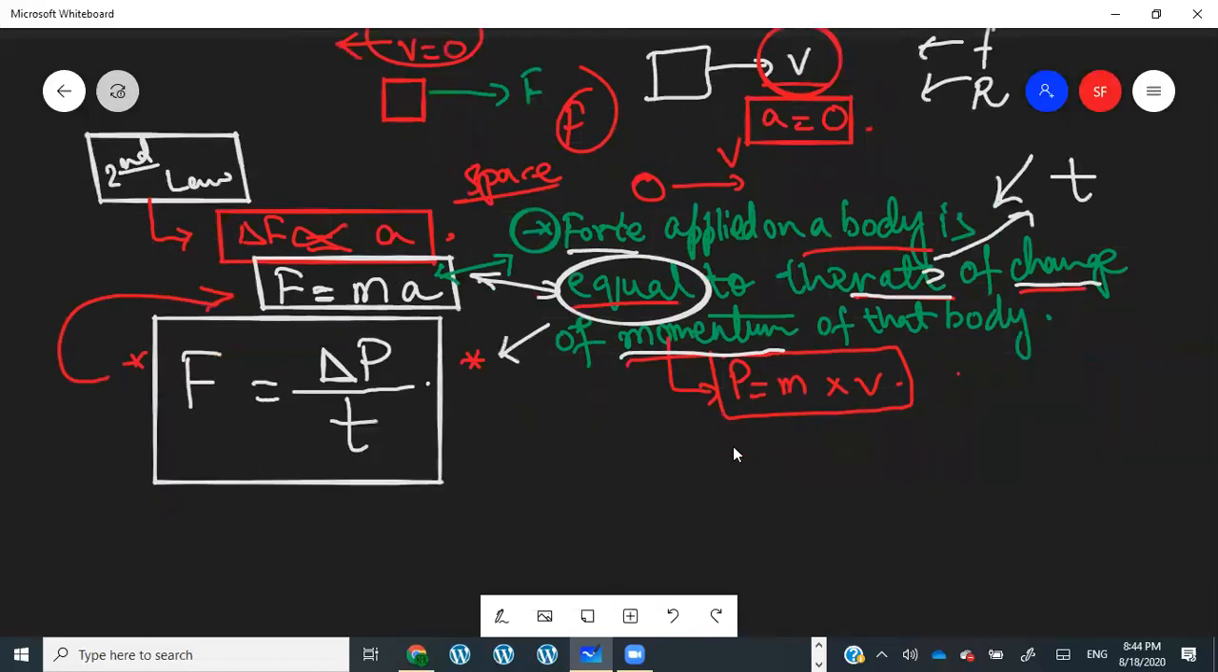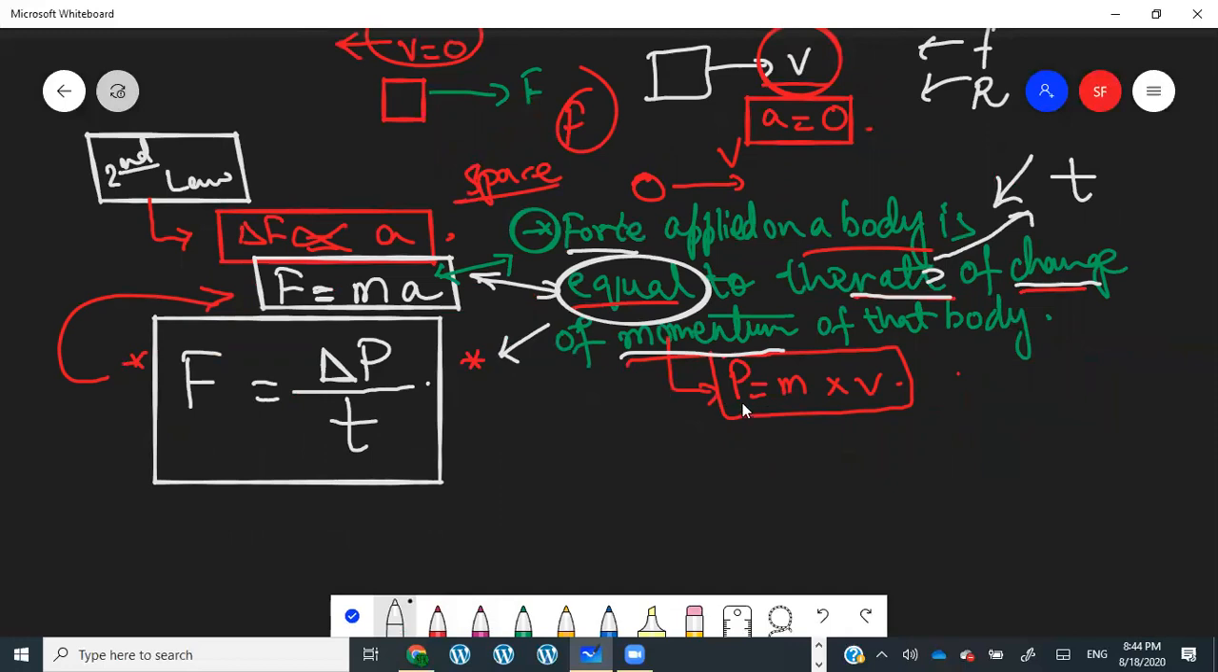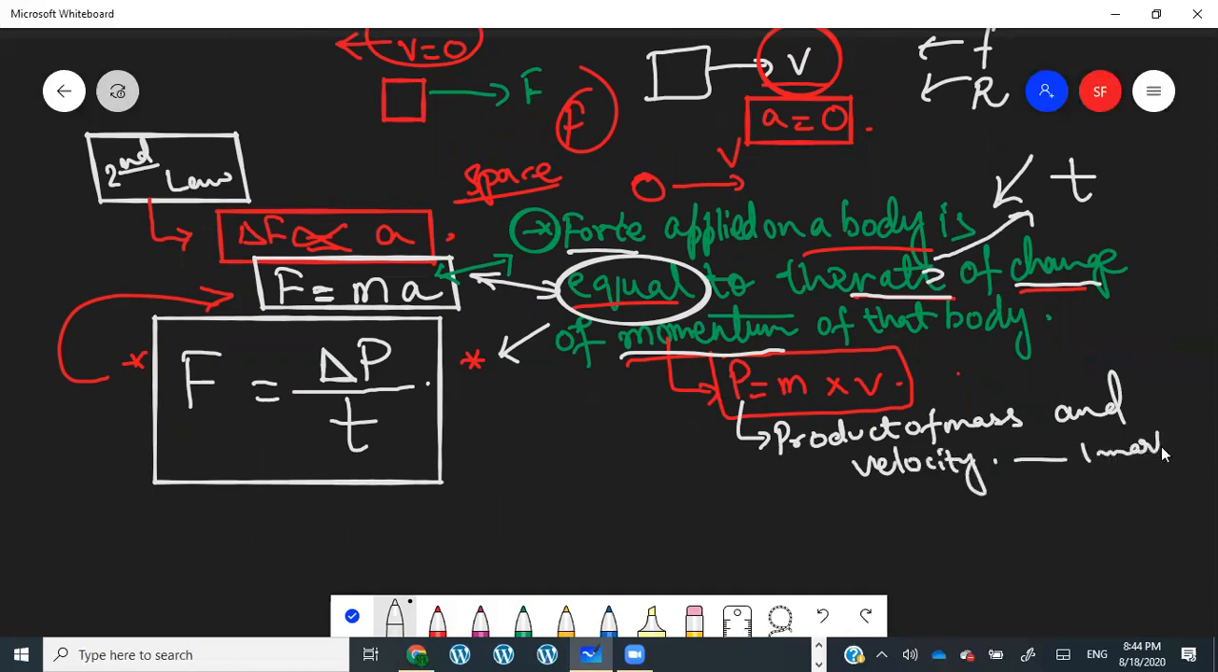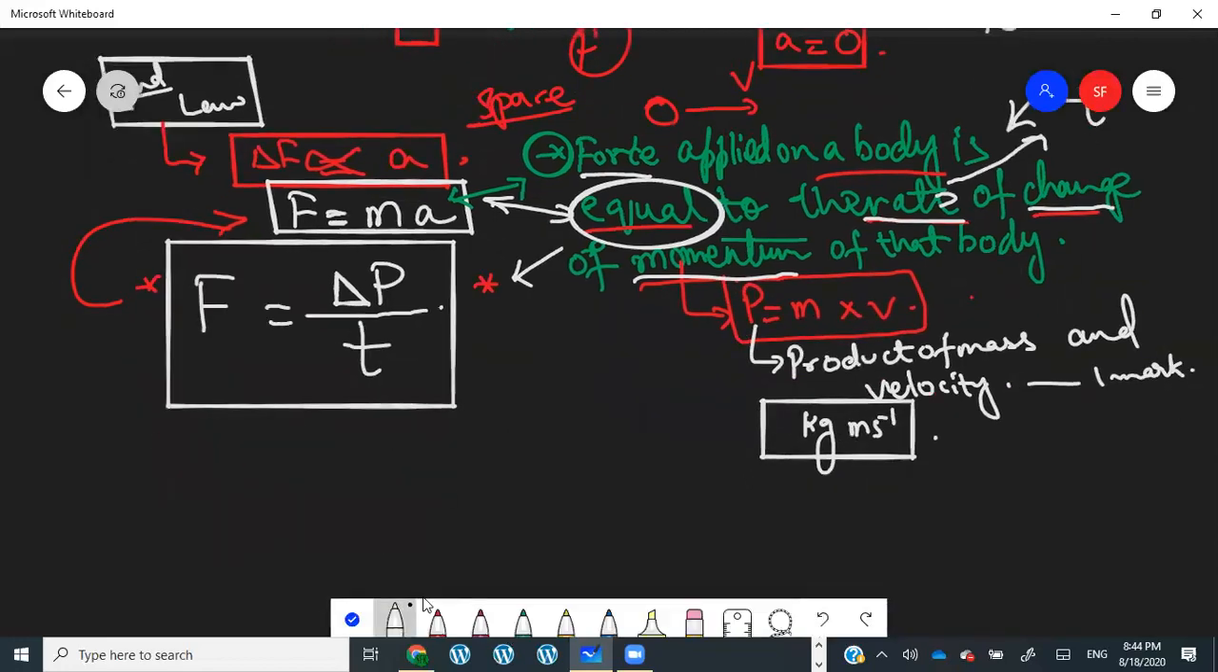Now momentum is the product of mass and velocity. If you are asked to define what momentum is, it is simply the product of mass and velocity. And this definition has also been asked for 1 mark at least. You should know this definition. If it is a product of mass and velocity, then what's the unit of momentum? The unit is going to be kg meters per second. Kg is the mass, and meters per second is the velocity. That's momentum.